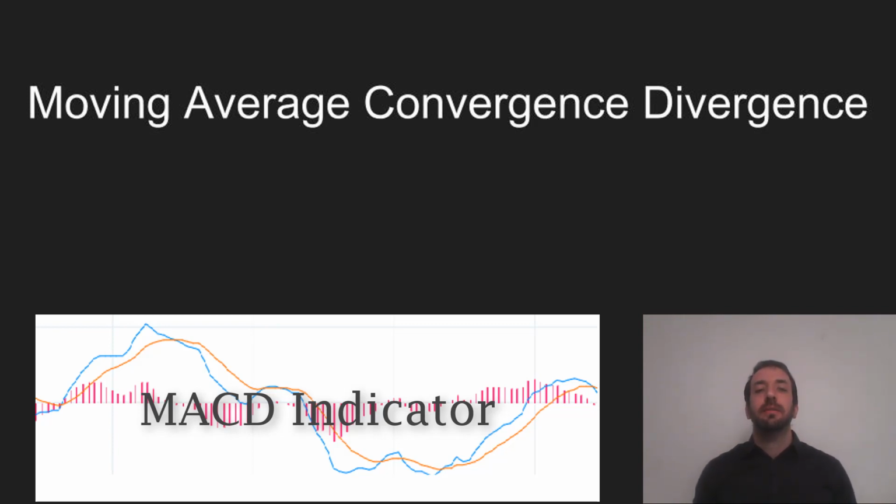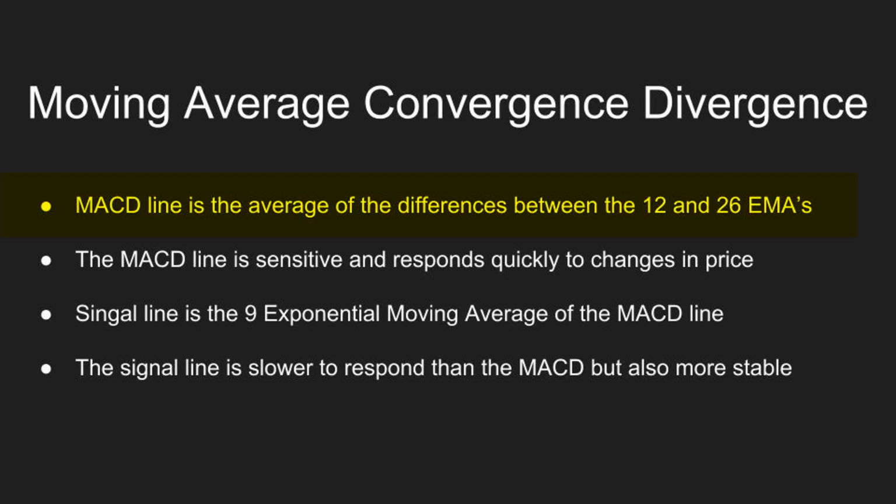The MACD is calculated by using 3 different exponential moving averages, and the result is represented by 2 lines that create trading signals. The first line is the MACD line, which is the difference between the 12 and the 26 exponential moving averages. This line is sensitive, so it responds very quickly to changes in price. The second line is the signal line, which is simply a 9 exponential moving average of the MACD line. The result is a slower but more stable line.